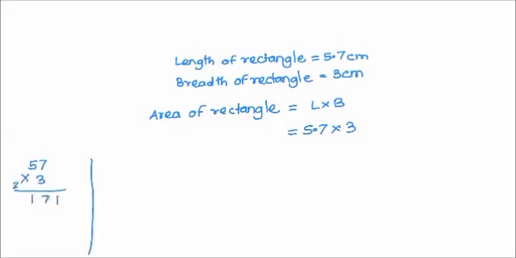We know how many digits are there after the decimal point? 1 digit. In this case, it is 0. So 1 plus 0 is 1. So in the answer, we should have 1 digit after the decimal point. So where will we put our decimal point? We will put our decimal point here. So the answer is 17.1 centimeter square. Because it is area, it is centimeter square.